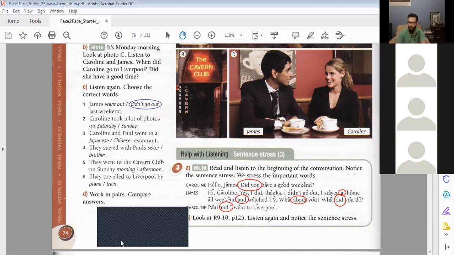Recording 9.10. Hello, James. Did you have a good weekend? Hi, Caroline. Yes, I did, thanks. I didn't go out. I stayed at home all weekend and watched TV. What about you? What did you do? Paul and I went to Liverpool.